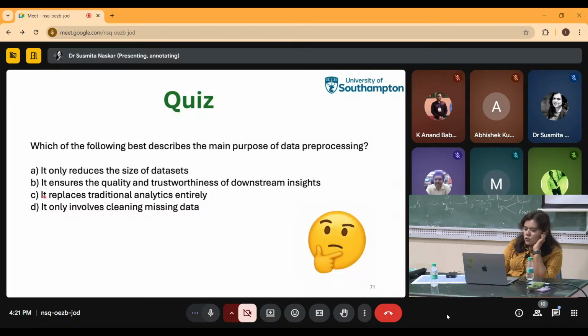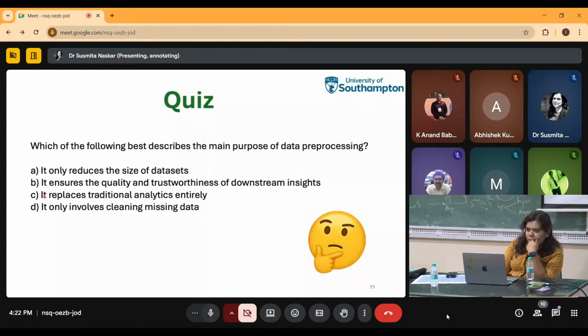So when you talk about data pre-processing, does it only reduce the size of the data? No. Does it ensure the quality and trustworthiness of the downstream insight? They do, right? Does it replace traditional analytics entirely? No, right? We add on stuff there. And does it only involve cleaning missing data? No. So B is the correct option then, right? Clear? B?